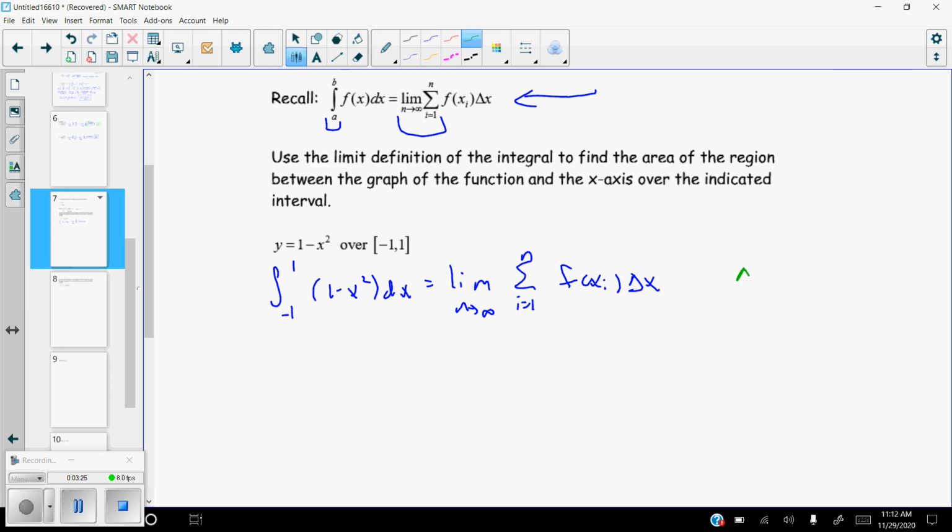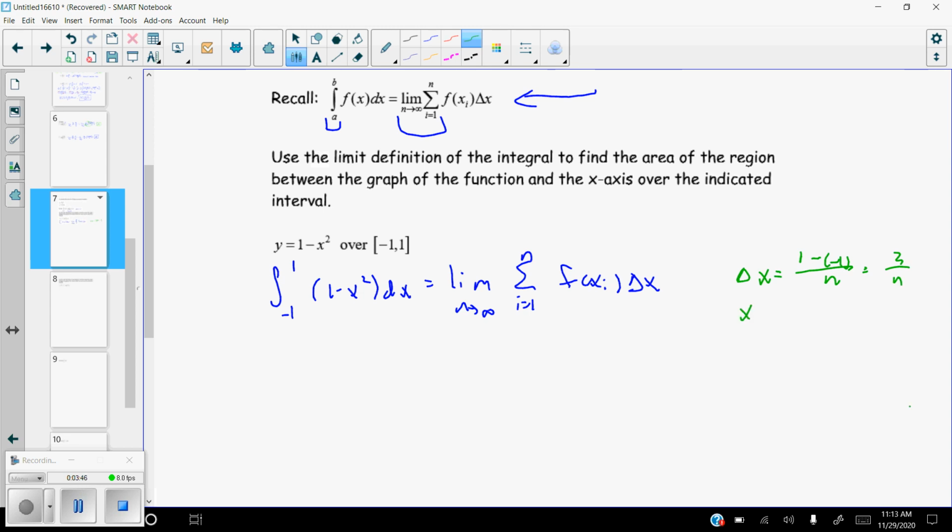Delta x. Delta x is b minus a over n. We don't know what n is, so it stays n. But we can simplify the top. 1 minus negative 1 is 2. So delta x is 2 over n.